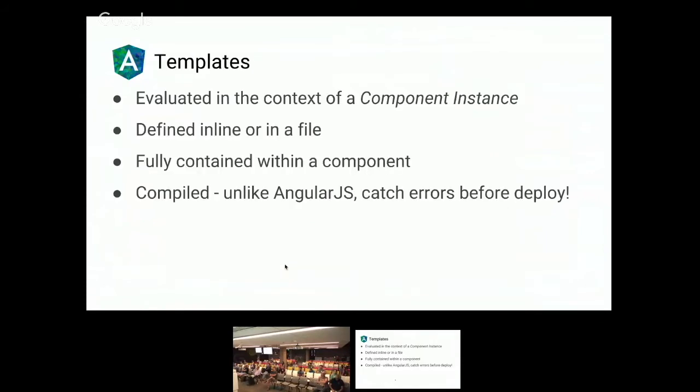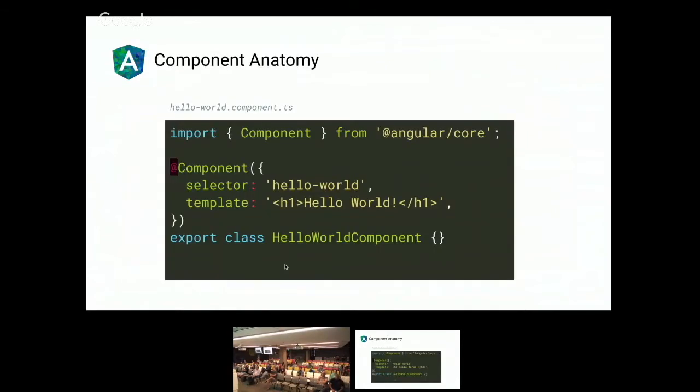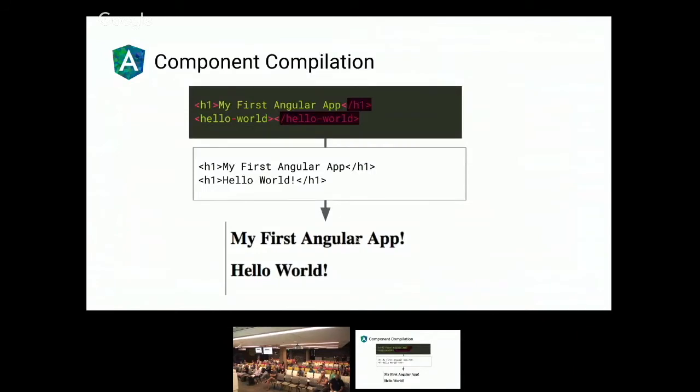These templates that we showed you are evaluated in the context of a component instance. What that means is that Angular instantiates this class, one per DOM element that it finds. So there'll be many of these component instances with their own private state throughout your app.